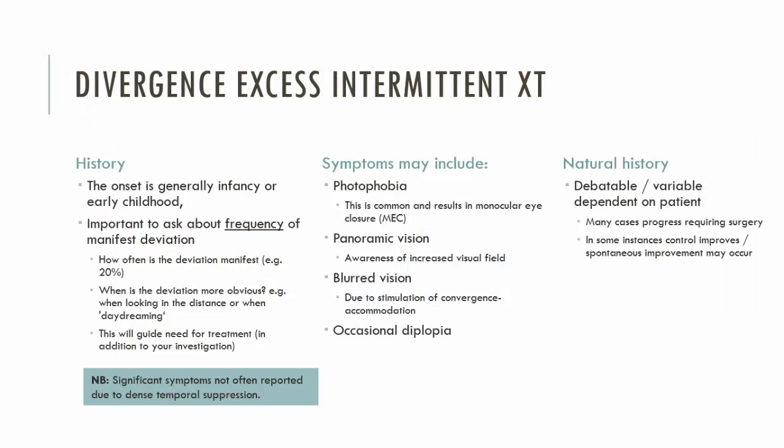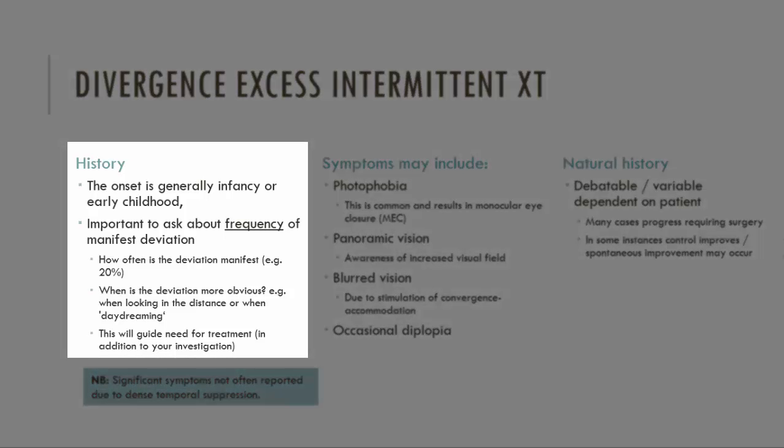Okay, so let's focus now on divergence excess intermittent exotropia or distance exotropia. This is, as I've mentioned before, the most common type of intermittent deviation that we see and is the most common primary exotropia that we see. So in relation to the history, when you're taking the history, ask about the onset of the deviation, and generally the exotropia will have been noticed during infancy or early childhood.